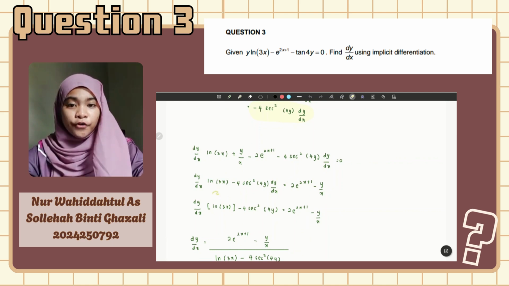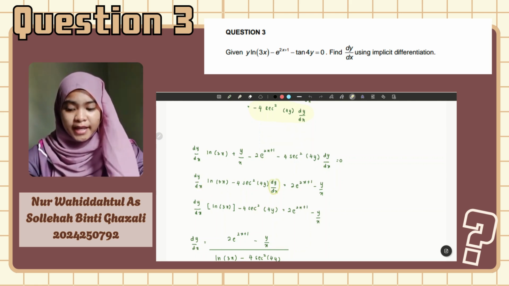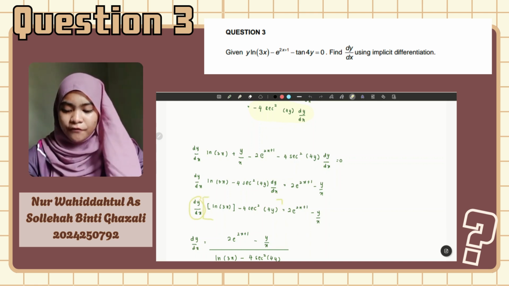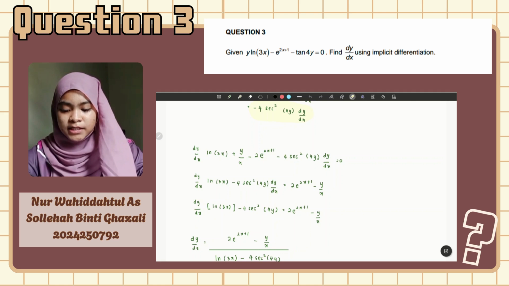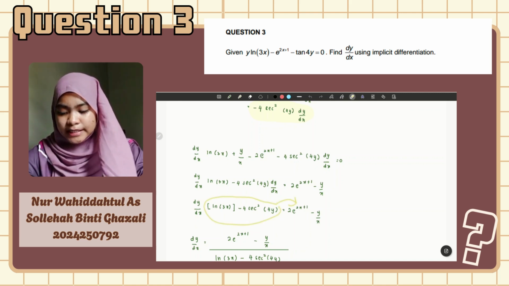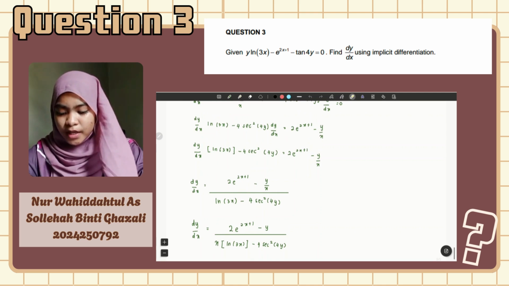And we will move all the dy/dx terms to the left side and the non-dy/dx terms to the right side. So we get (ln 3x minus 4 secant squared 4y) times dy/dx equal to 2e power of 2x plus 1 minus y over x. We only want dy/dx, so the answer is 2e power of 2x plus 1 minus y over x, over, we divide with, ln 3x minus 4 secant squared 4y.